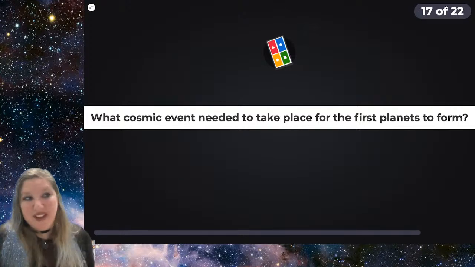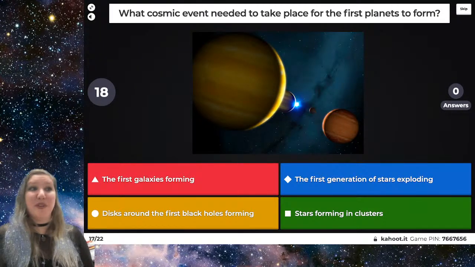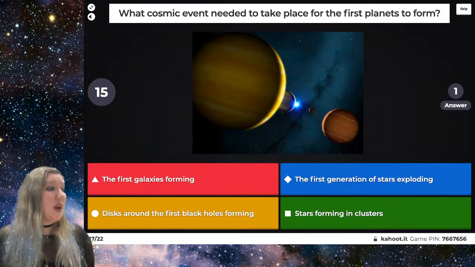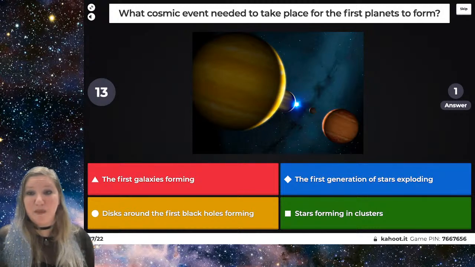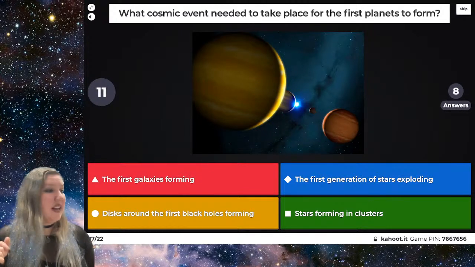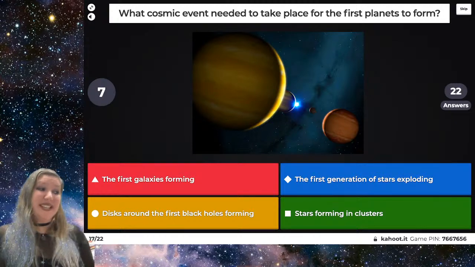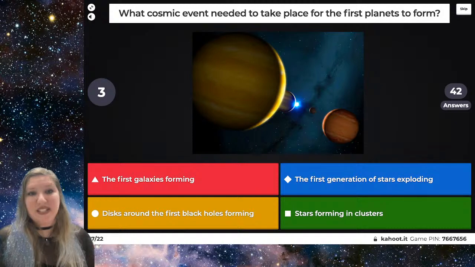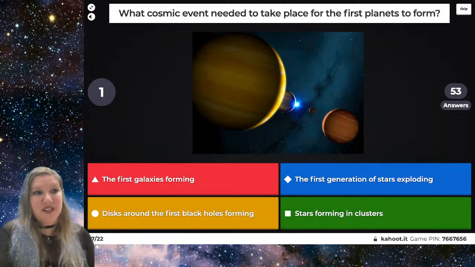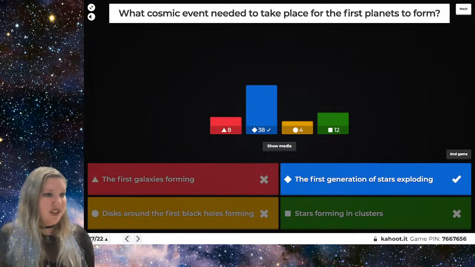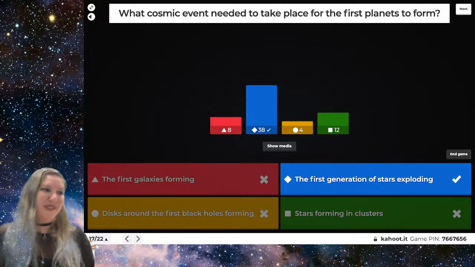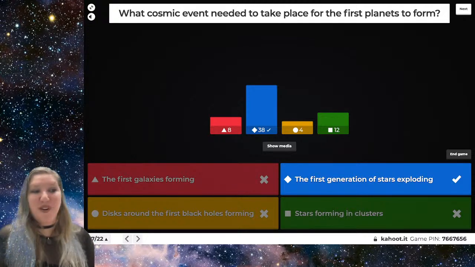What cosmic event needed to take place for the first planets to form? Was it the first galaxies forming? Was it the first generation of stars exploding? Was it disks around the first black holes forming? Or was it stars forming in clusters? So which of these things did you need? And most of you got the right answer, which is the first generation of stars needed to explode.